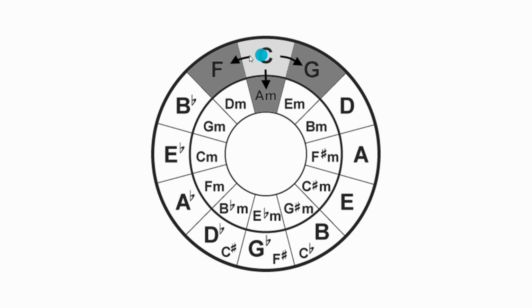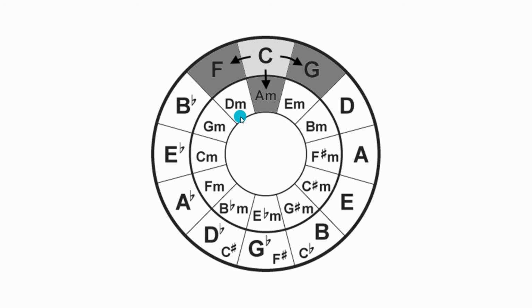And same if we go backwards. So that's what happened in our song right here. We were in the key of E minor, and then we went to the key of D minor, which is two notches backwards right here. So we still had a few chords that we could use as pivot chords.